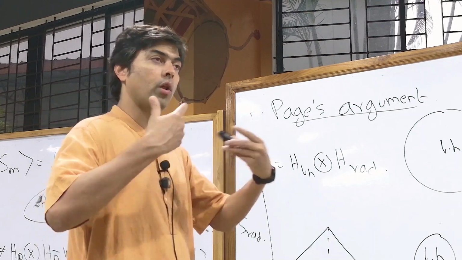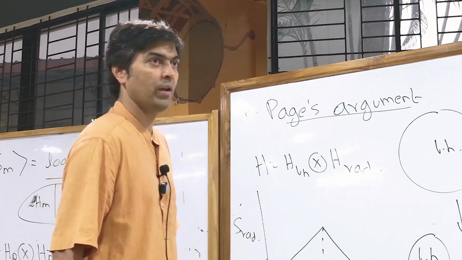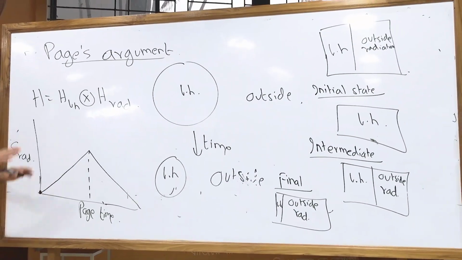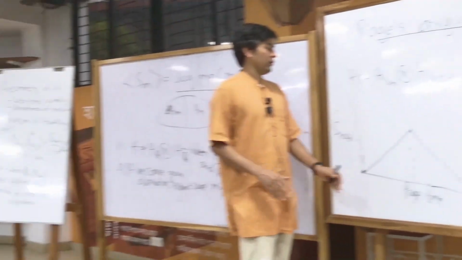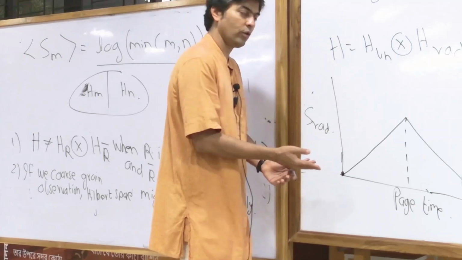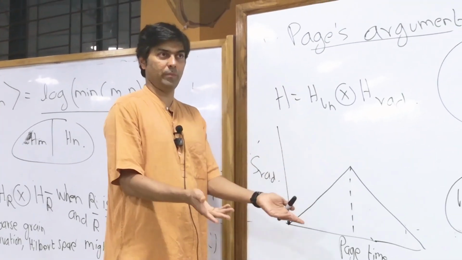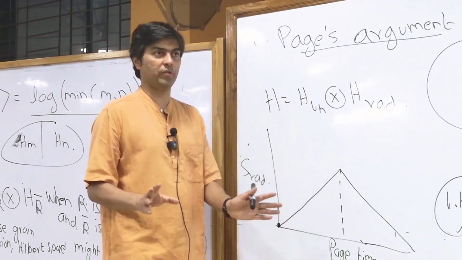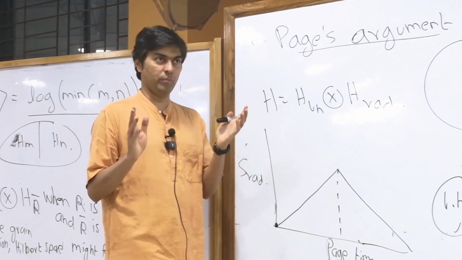At the end, because the black hole has become very small. In the beginning, there are no degrees of freedom outside. So the black hole has all the degrees of freedom. So the entropy of the radiation is zero because there's no entropy to count. There's no Hilbert space, or maybe a very small Hilbert space. So the entropy of the radiation is very small.